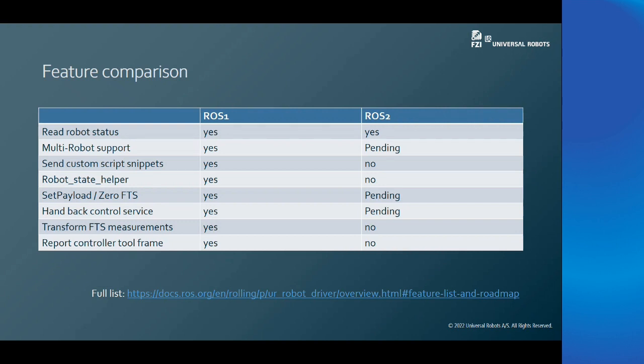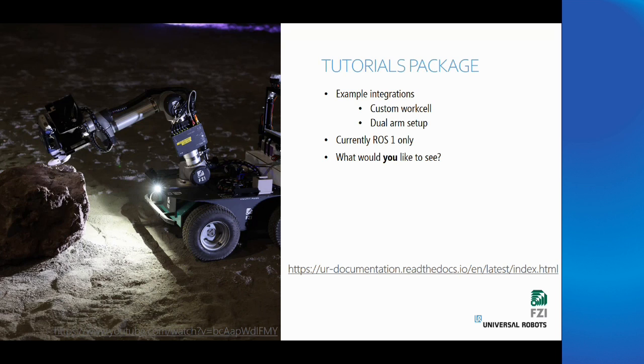As you've seen before, there's a lot of packages involved. So we decided to have one central space where we can write documentation on more system integration stuff. Currently we have examples in place for ROS1 regarding setting up a custom work cell and a dual arm setup. We're planning on doing things for ROS2, and I've talked to Rajesh also this morning. It would be nice also if there are some contributions of existing tutorials, for example.